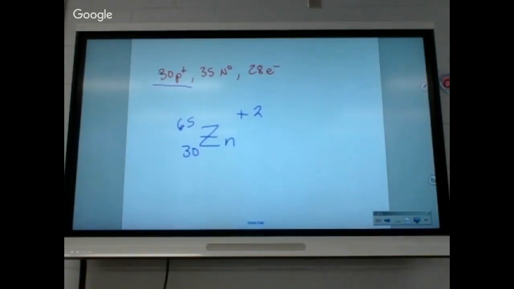Derived means it comes from something else. So typically a derived unit would be one that comes from a formula, because it comes from another unit.